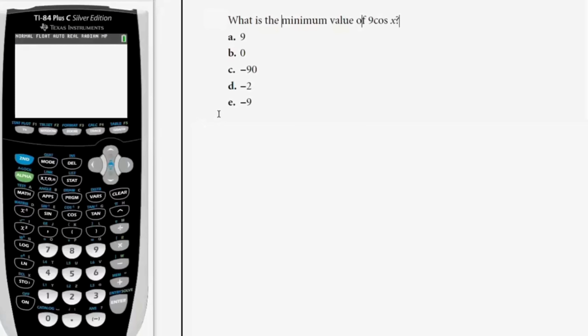In this video, we're going to learn how to solve this ACT maths question using the TI-84 plus scientific calculator. Alright, the question says, what is the minimum value of 9 cos x? Guys, this question is very simple. Basically, all you have to do is substitute the value of x with every value we have in the options to get the one that will give you an output that is the minimum or the least. Alright, so let's begin to experiment.